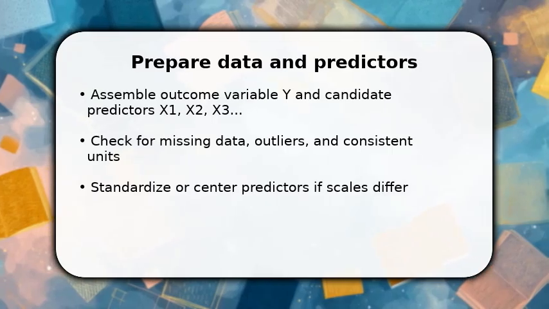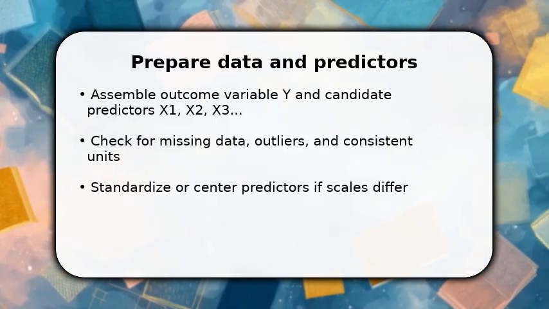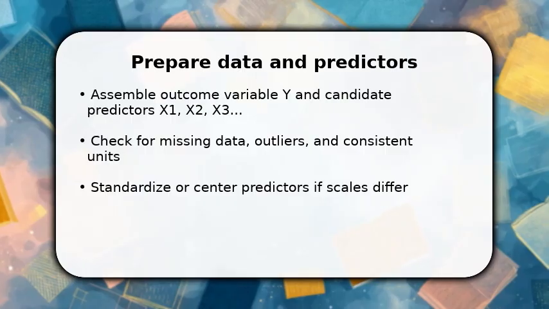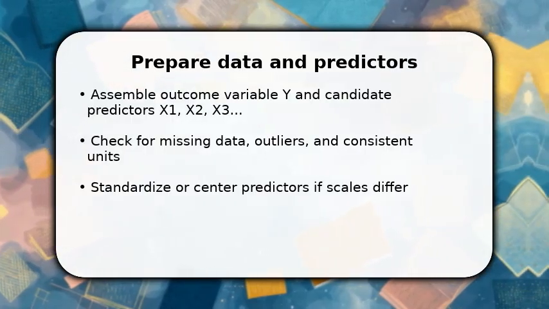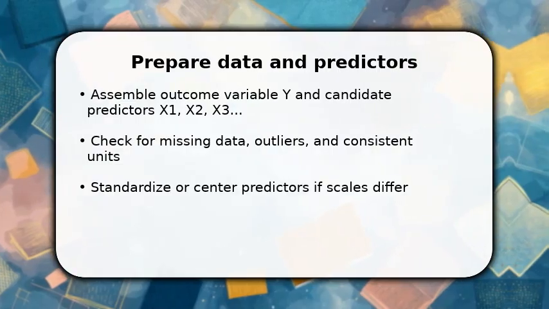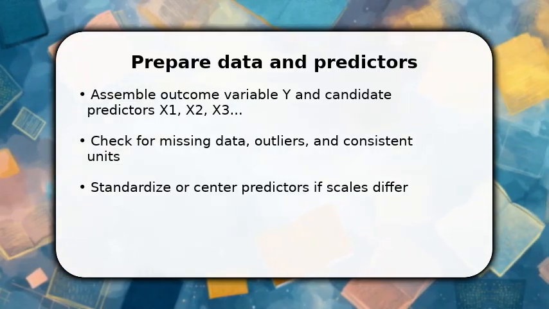Enjoy the video. You start by defining the outcome and the predictor set. Pick variables with theoretical justification and measurable variation. Once done, remove or impute missing values and winsorize extreme outliers to avoid leverage.